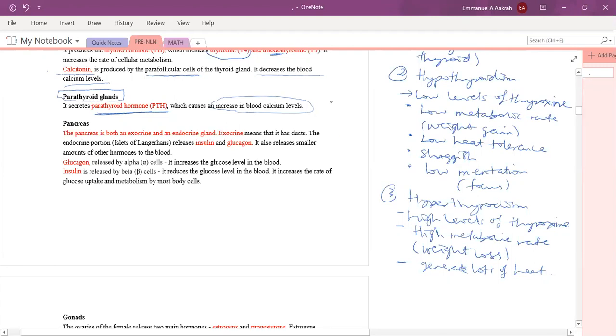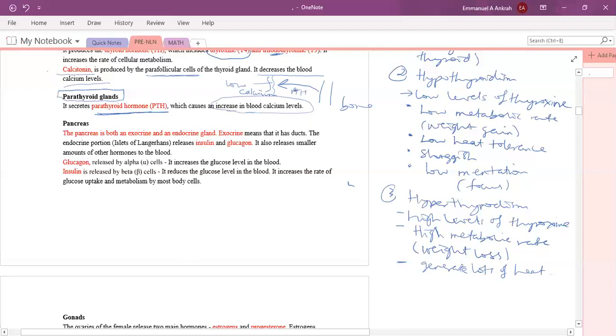When the level is low, let's say this is the blood, we have low levels of calcium, then the bone will have to break down to release calcium into the blood. And then this will be the action of the parathyroid, PTH.